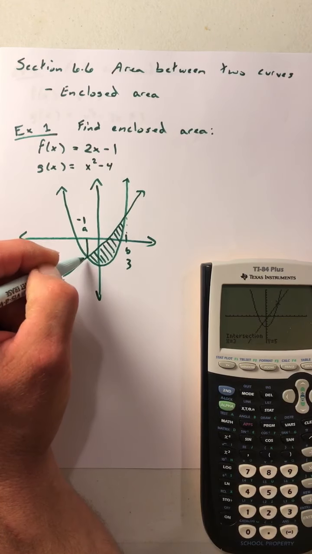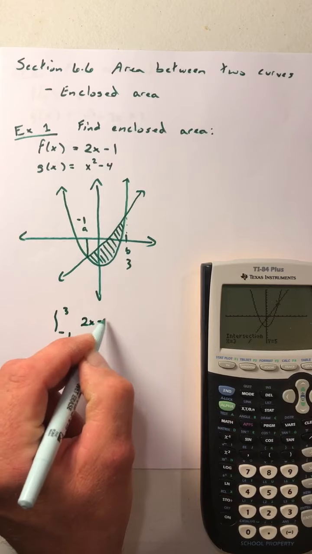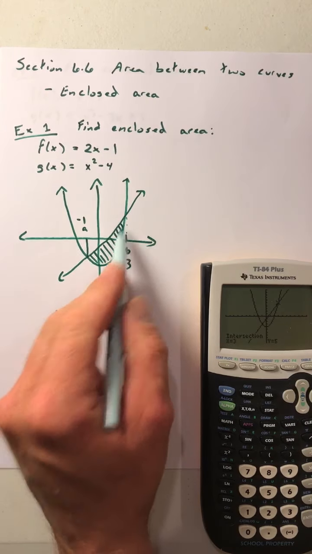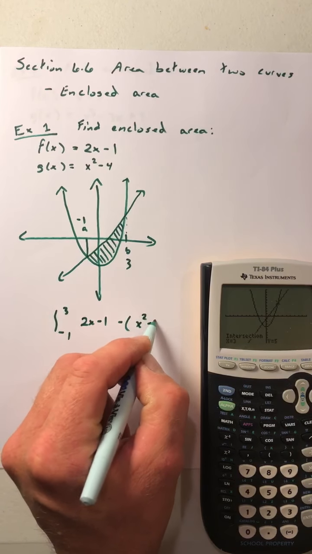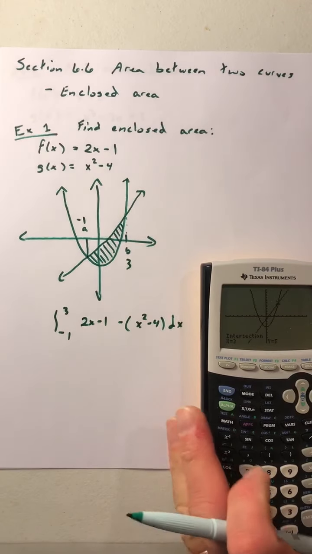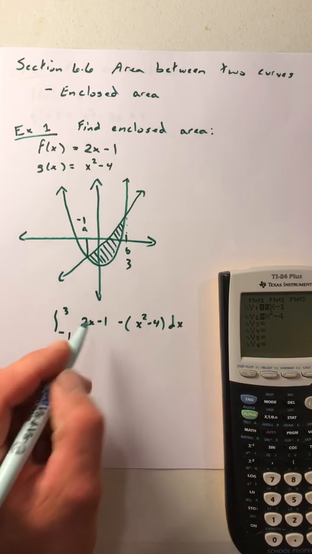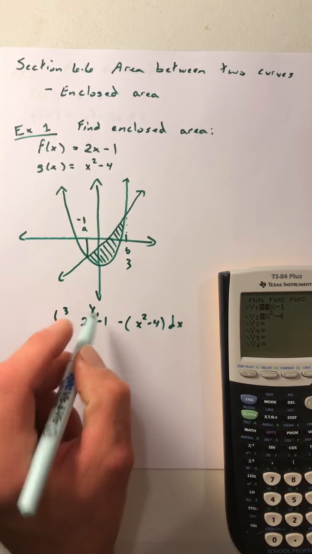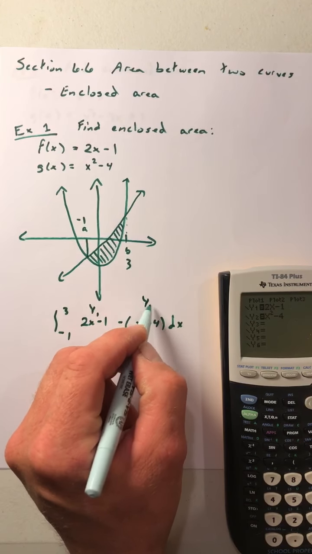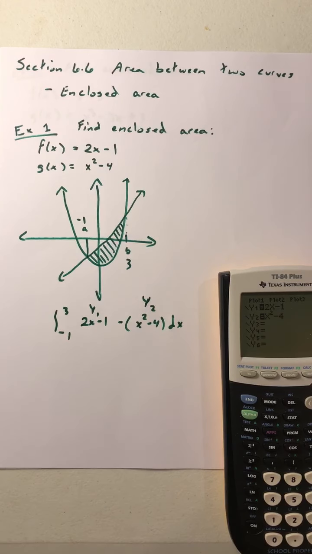So we're going to be integrating from -1 to 3 of our top curve, that linear function, 2x minus 1, minus that bottom curve, x squared minus 4, dx. Now, if we remember in our y equals, our y1 was 2x minus 1, our y2 was x squared minus 4.